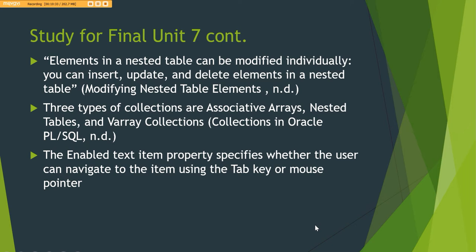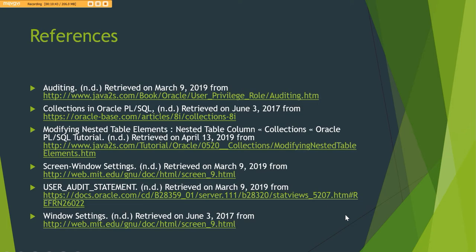The Enable Text Item property specifies whether the user can navigate to the item using the tab key or mouse pointer.